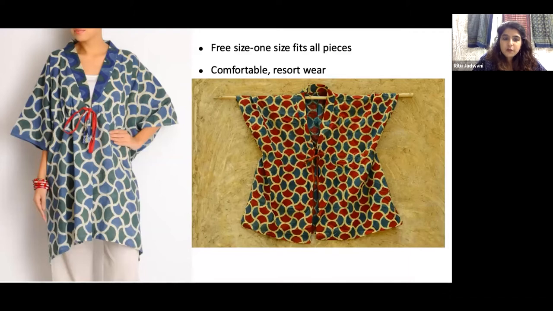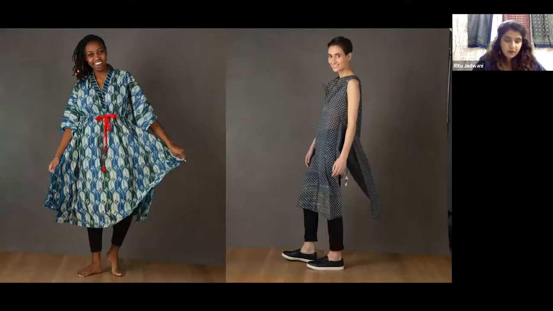These are images from our resort wear collection for cover-ups. On your left is an indigo scallop and olive print, and on the right is a red and blue scallop print. On the left is our hexagon print kaftan, and on the right is a scallop print cotton voile sleeveless cowl neck tunic.